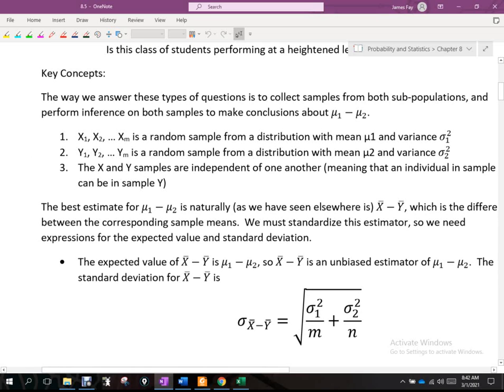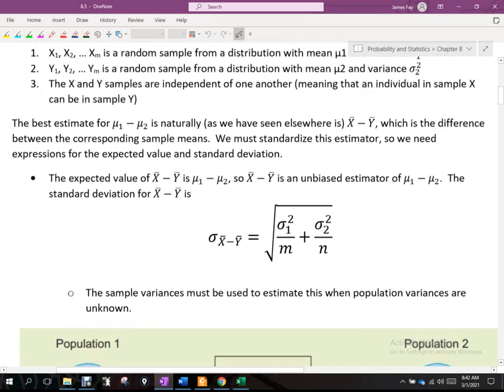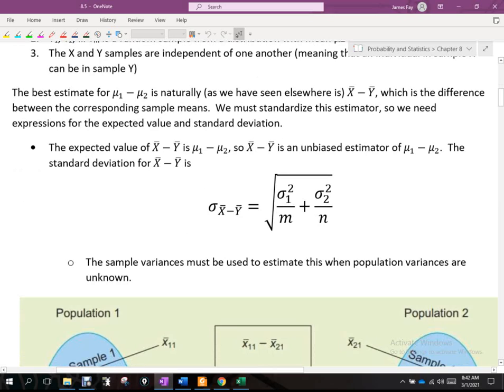It says the best estimate for mu sub 1 minus mu sub 2 is naturally, as we've seen elsewhere, going to be x bar minus y bar. Because remember, we're not going to look at the population, because the populations are going to be too big for us, right? So we're pulling little samples out of those populations and looking at those samples. Now when I do this at the end of the year, I'll have the population, so I could do it with the population. But we are going to do it with samples because populations are too big.